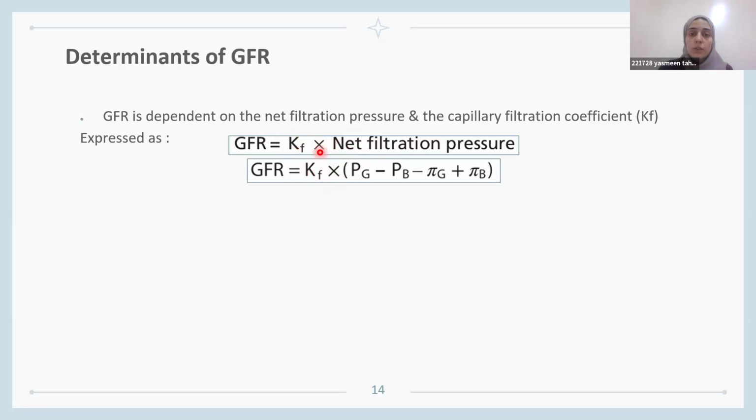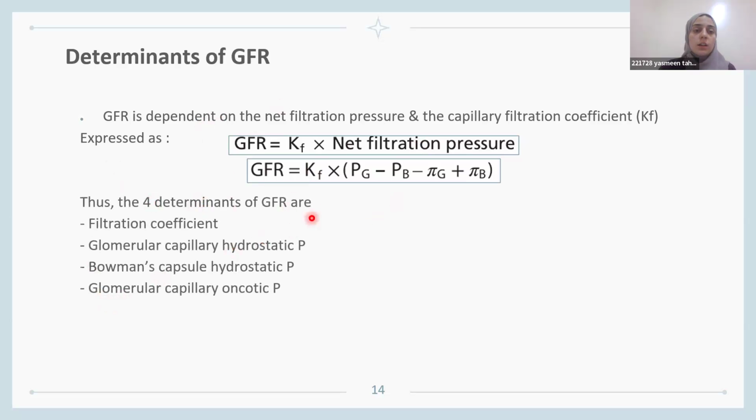So we will talk about the filtration coefficient, but the net filtration pressure is basically this equation: the hydrostatic pressure of the glomerular capillary minus the hydrostatic pressure of the Bowman's capsule minus the oncotic pressure of glomerular capillaries. Now, this sounds complicated, but if you understand these variables and how they affect GFR, it's going to be so easy to memorize. So in short, there are four determinants of GFR, these four.